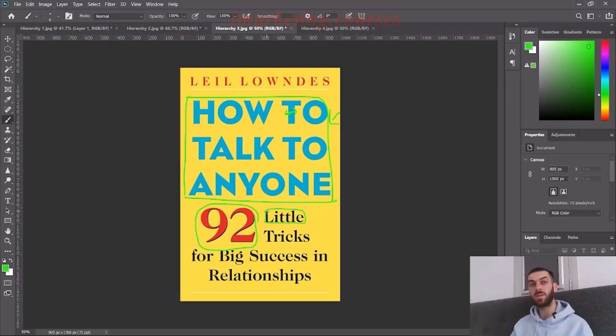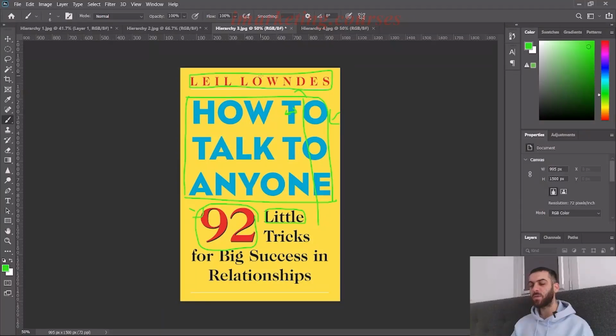92 is the USP. 92 is a selling point, which is why they want to make it bigger than the subtitle. They want it to stand out. They want to make sure people see 92 and then think to themselves, oh wow, that's a lot of tricks. And then they can read the subtitle, which is the least important thing, which is why it's the smallest font. And then finally, they can go up and read the author name.